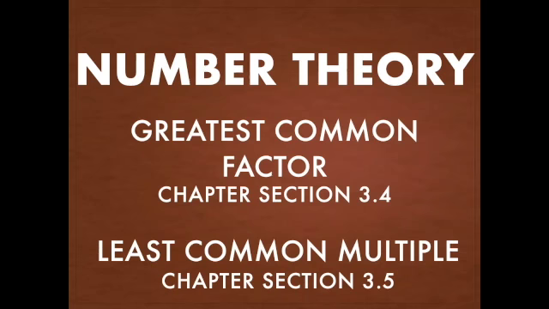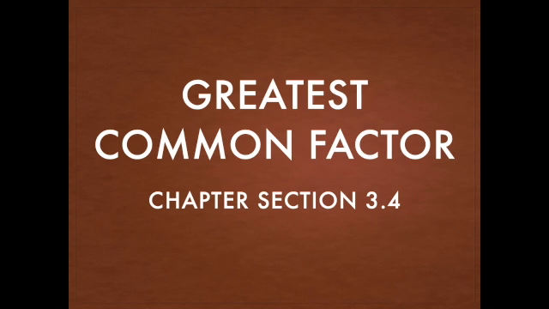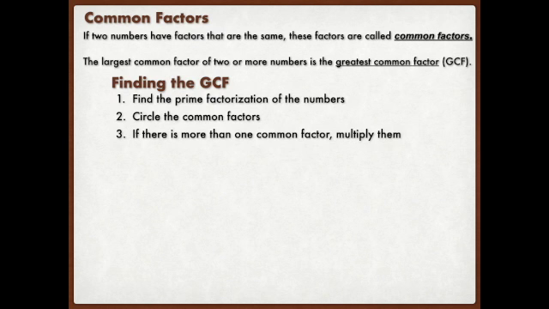We're going to continue number theory, focusing on the GCF, the greatest common factor, and the LCM, the least common multiple. Let's first focus on the greatest common factor. Remember, common factors, if we're dealing with two numbers, are the factors that are going to be the same. So there can be more than one pair of common factors, but this is different from the greatest common factor. The greatest common factor is the largest of all the common factors.